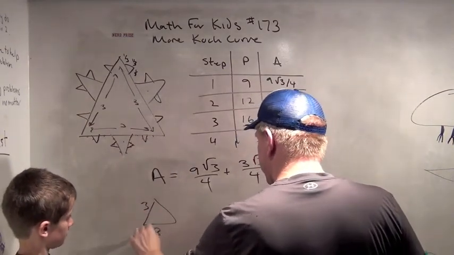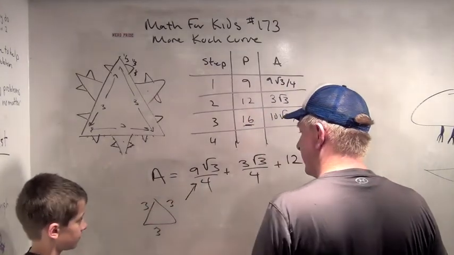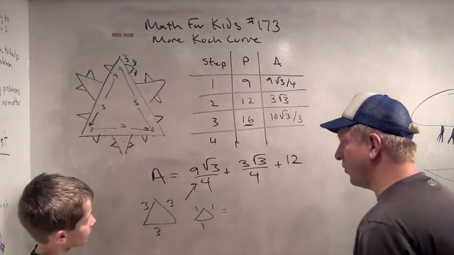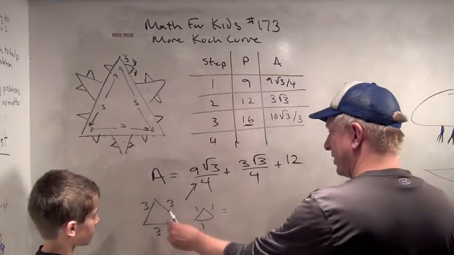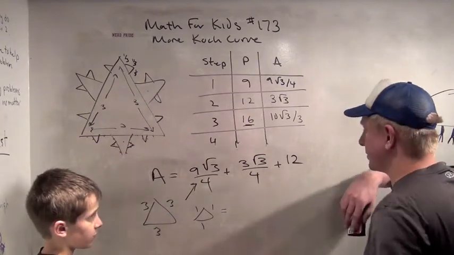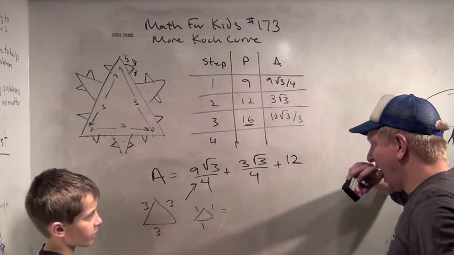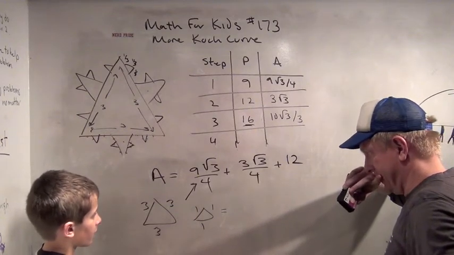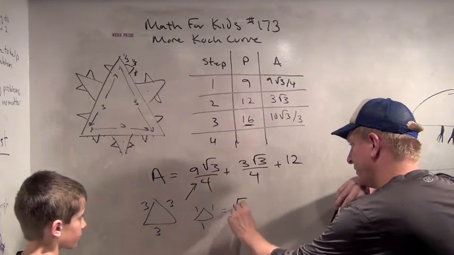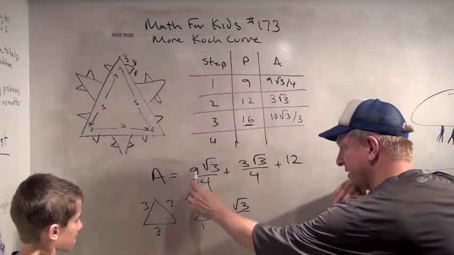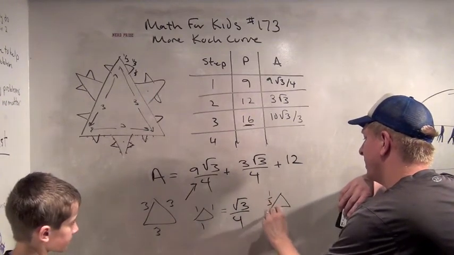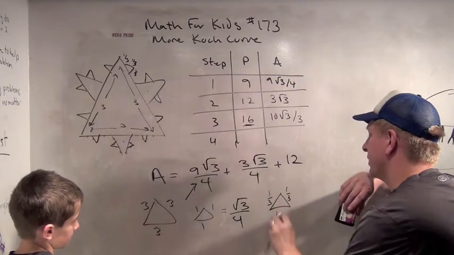Okay, so when we had 3, 3, 3, we got 9 times the square root of 3 over 4. When we had 1, 1, 1, do you remember what the area of the 1, 1, 1 was? The big one was 9 times the square root of 3 over 4. It was 3 times the square root of 3. Oh, it was just the square root of 3 over 4. Why? Because you're dividing it by 9. Okay, so the area of this was the square root of 3 over 4, which is this area divided by 9.